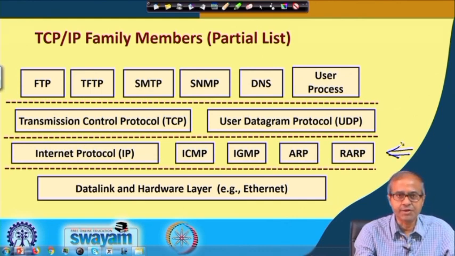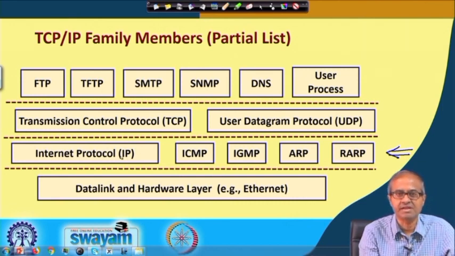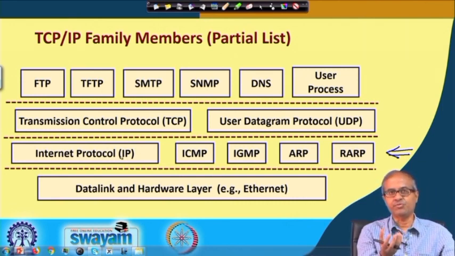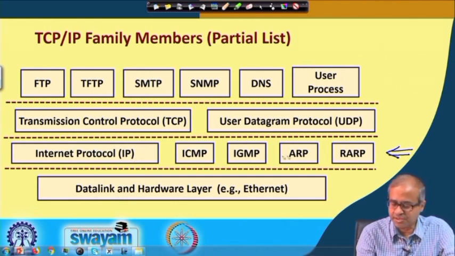Now at the network layer, the most important protocol is the internet protocol or IP. IP is the most important protocol that is responsible for routing of the packets. In addition there are some other protocols, ICMP, IGMP, ARP, RARP, which I will talk about briefly after this. They all work at the network layer level. At the higher layer, the transport layer, there are two alternate protocols, TCP and UDP, transmission control protocol and user datagram protocol.